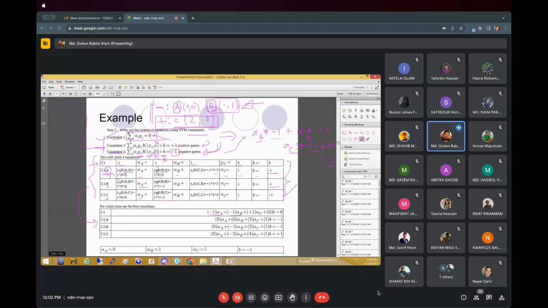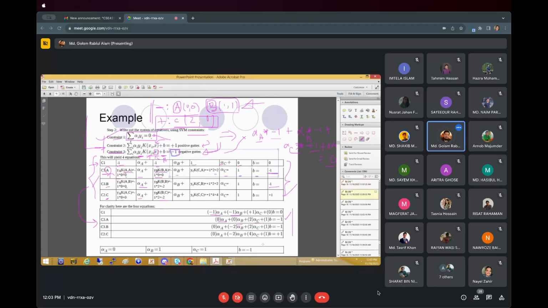Similarly, from this equation, we will get 0 alpha_A, and then 0 alpha_B, and 2 alpha_C, so 2 alpha_C, plus 1 b, equal to minus 1. So in this way, we can rewrite those equations.